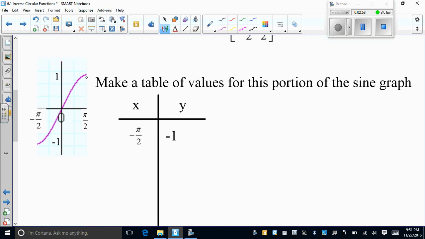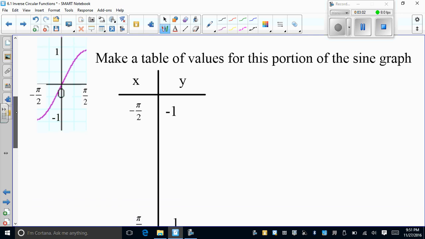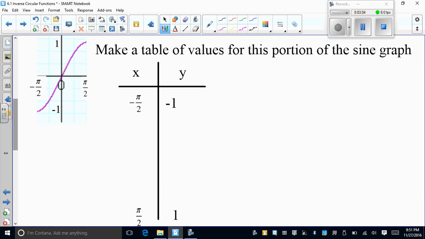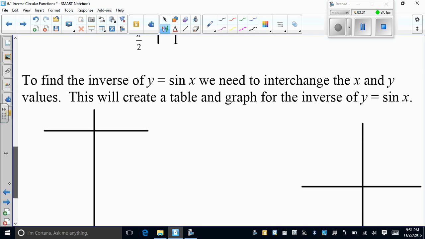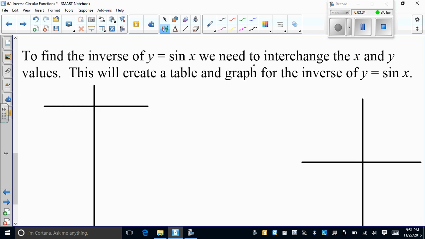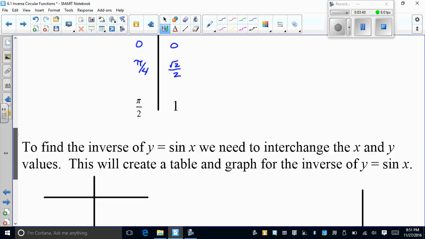They want you to make a table of values for this portion of the sine graph. So we're going to do negative pi over 2, negative pi over 4, 0, and then positive pi over 4. Our sine value here is negative radical 2 over 2, this one is 0, and this one is positive radical 2 over 2. You can see that we're hitting all of our positive and negative values for sine. To find the inverse of y equals sine x, we need to interchange our x and y values. So our y values are now going to be our x values.